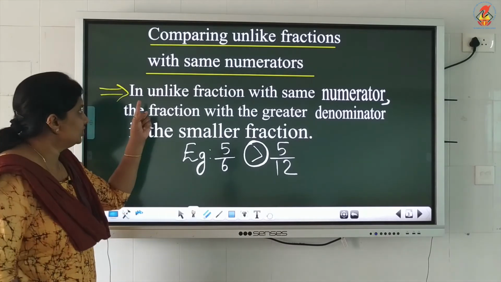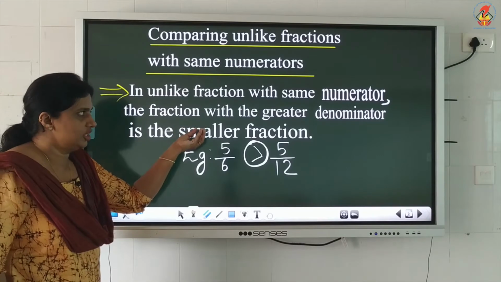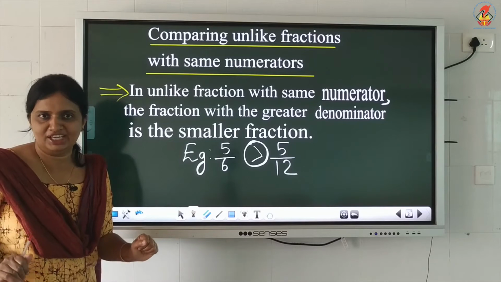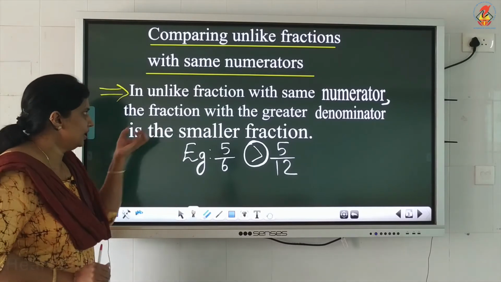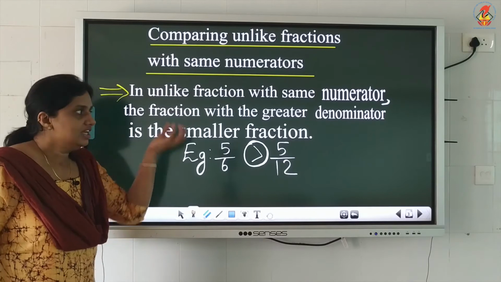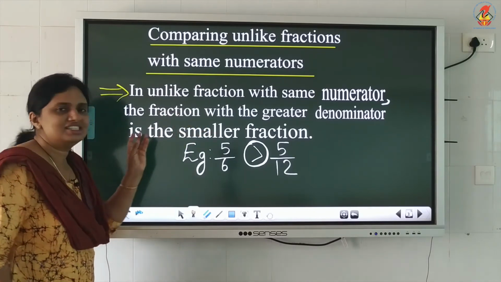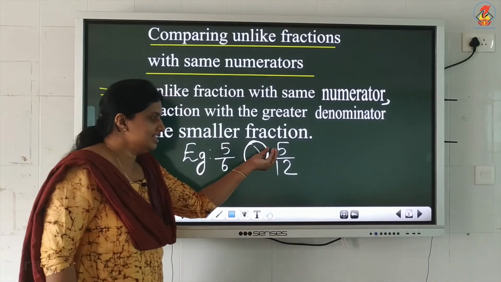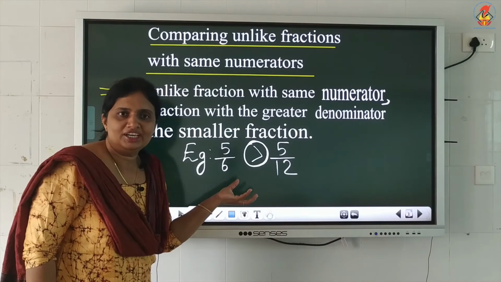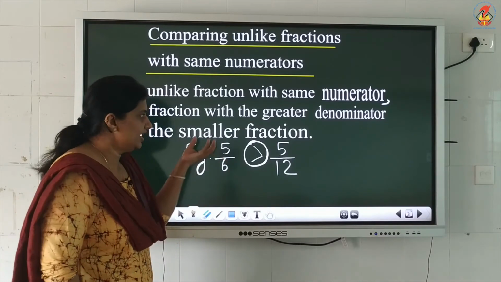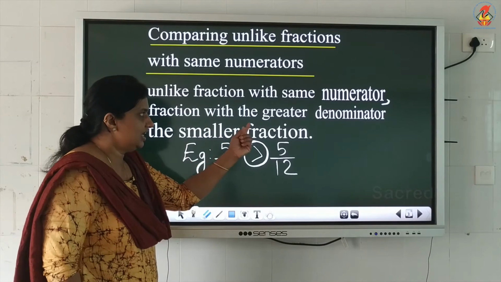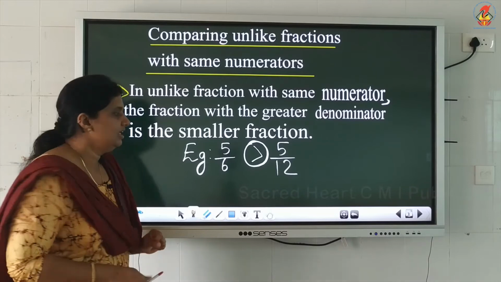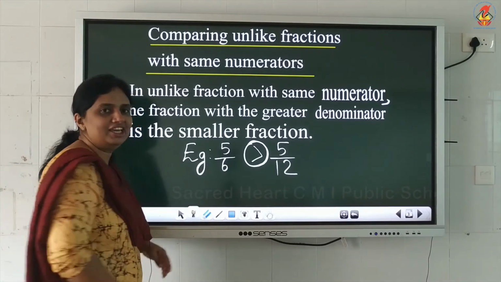Read it one more time, children. In unlike fractions with the same numerator, all numerators are the same. In this case, what do we want to do? The fraction with the greater denominator is the smallest fraction. Because all the numerators are the same, we need to worry about what only? Denominators only. How can we compare denominators? The greater denominator gives the smallest fraction. Is it clear?